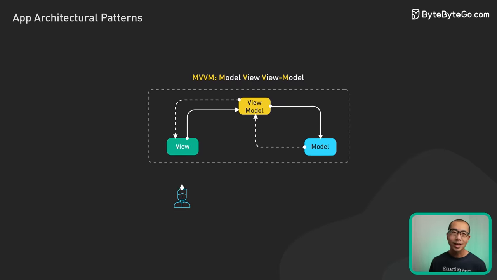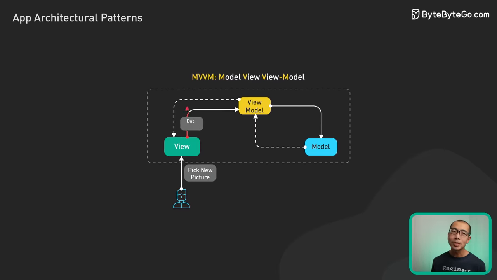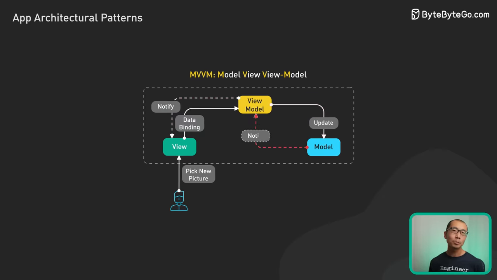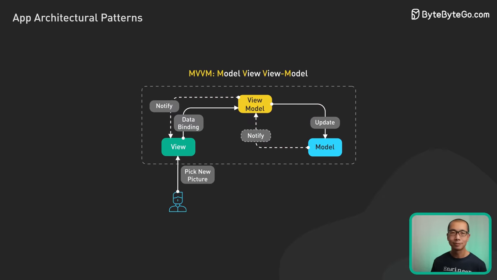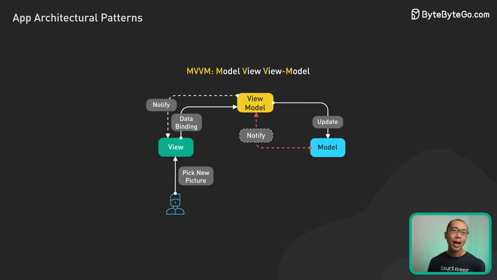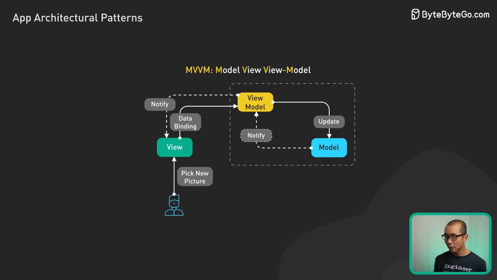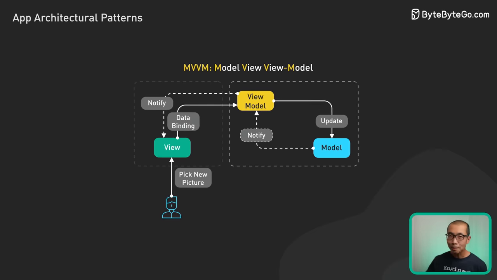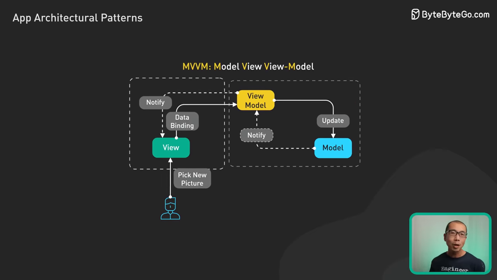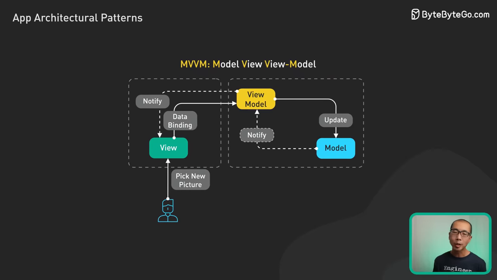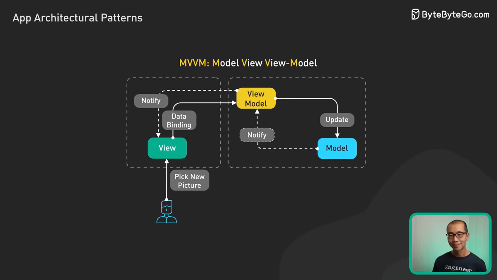Now, when our user selects a new image, the view updates the view model through two-way data binding. The view model persists this change to the model. Any model data updates automatically reflect back to the bound view properties without needing an explicit refresh call. By handling bidirectional syncing between view and model, data binding streamlines updates that would otherwise require boilerplate code.